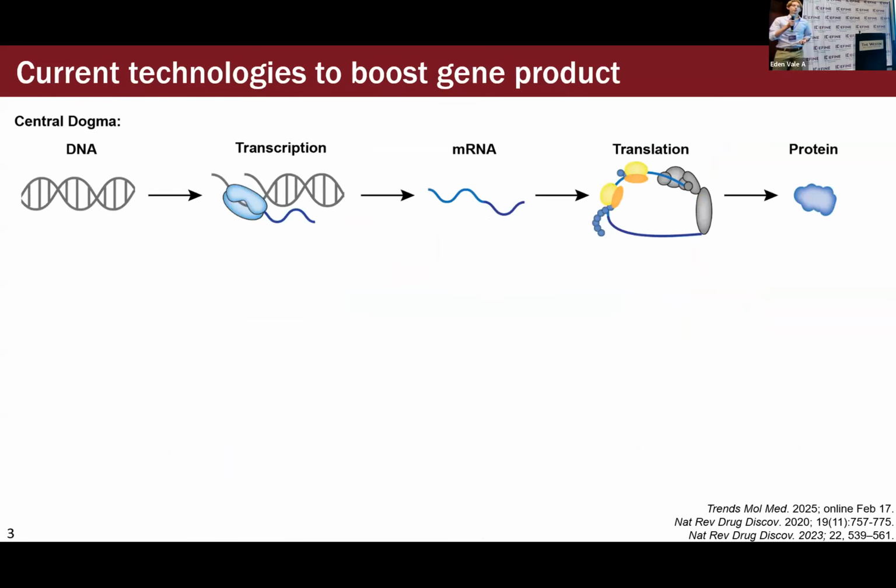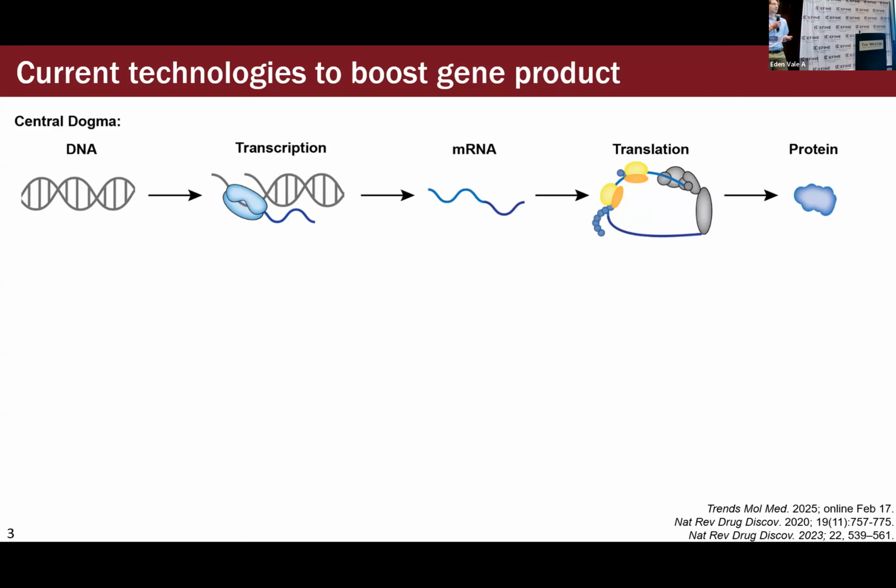So if our end goal is to increase protein production, if we think back to Bio 101, how do we get to protein? Well, it's the central dogma. We go from DNA that's transcribed into mRNA, and then the mRNA is translated into protein. So if our goal is to make more protein, theoretically, we can intervene along this process.